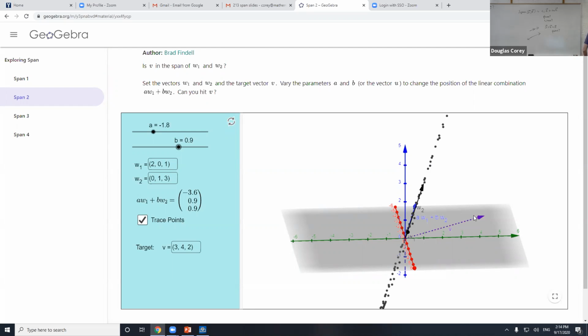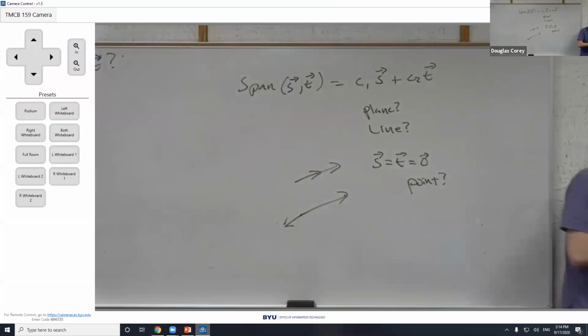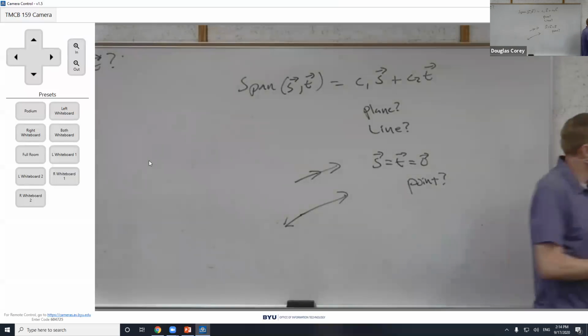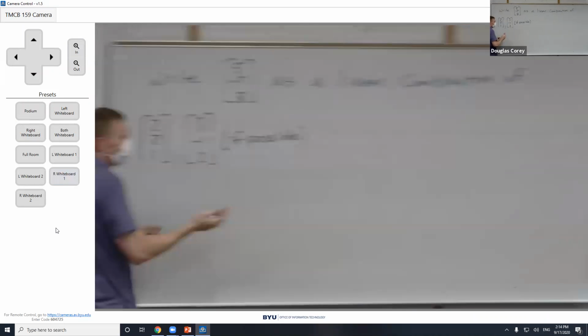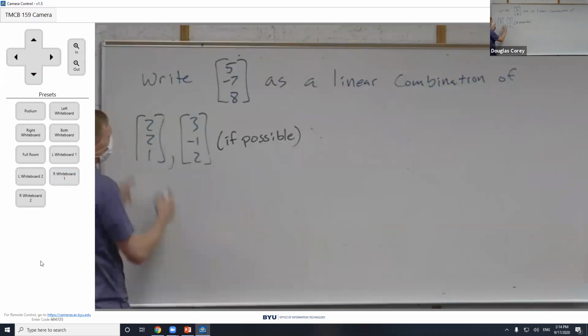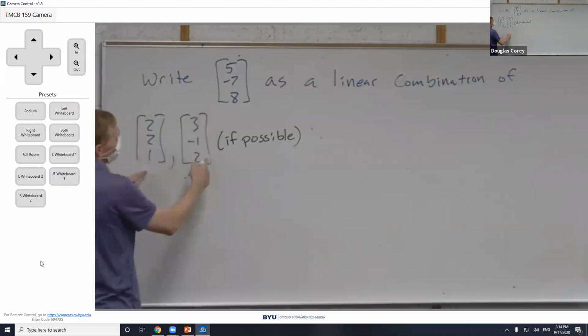Let's do this problem, okay? So this is a similar situation here. Is V in the span of W1 and W2? Here we have, is this in the span of this, or is this a linear combination of these?